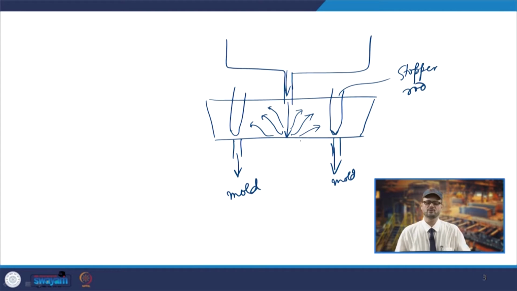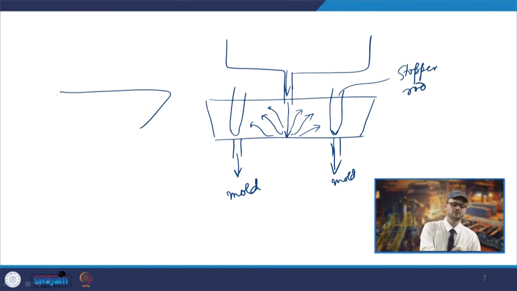Suppose you have a tundish with the inlet only here, and your outlet only here. In that case, the liquid metal will hit here and then it has to move in this direction.